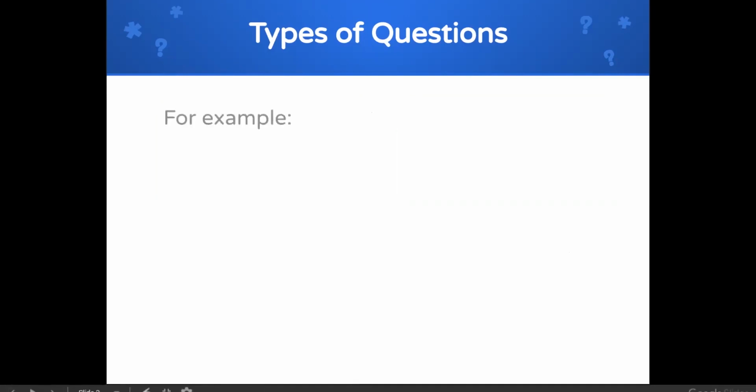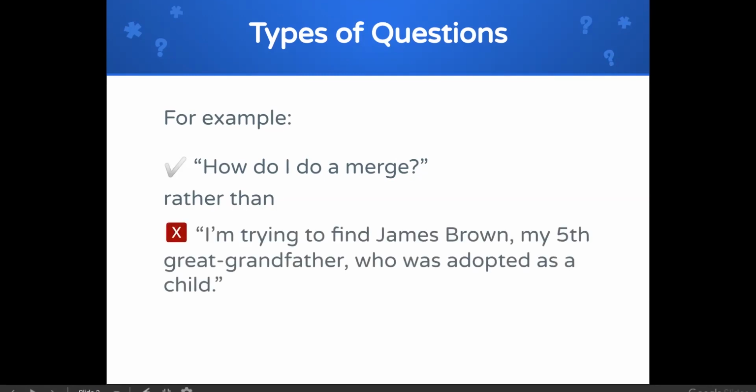And when I say that, what I mean is, for example, asking how do I do a merge is an example of a helpful FamilySearch question that would be useful to all audience members. On the other hand, if someone said, well, I'm trying to find James Brown, he's my fifth great-grandfather who was adopted as a child, and could we walk through how to find that and actually do the research? That's not what we'll be doing in this call today. But questions about general procedures and how to do things, or what would you do in such and such a circumstance, those would be valuable questions to everybody, I think. So we will proceed with that in mind.